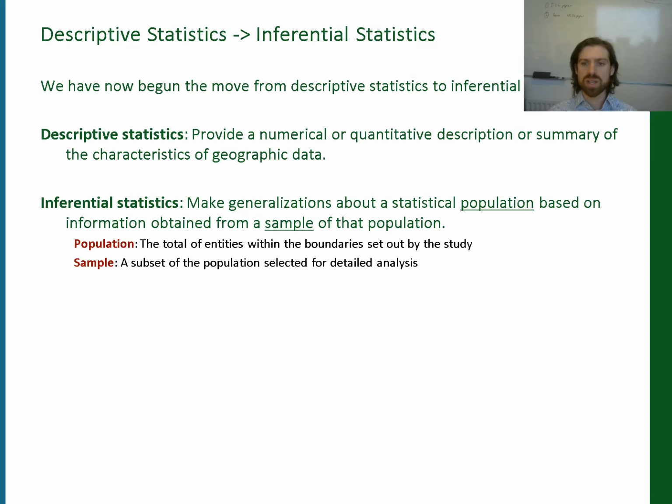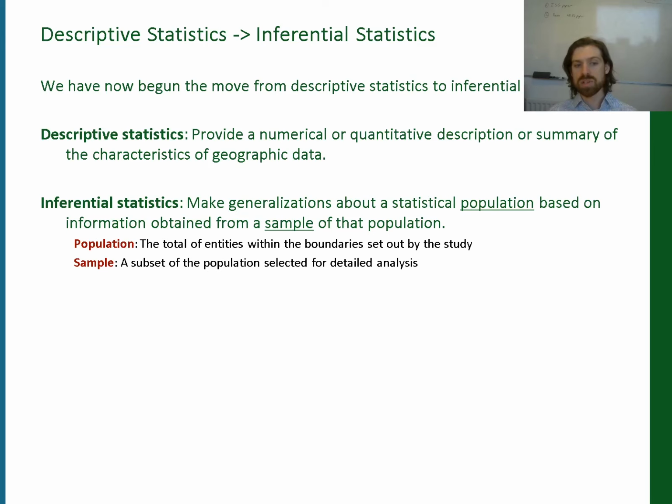So inferential statistics, what are they? Well, essentially, it's where we make generalizations about a statistical population based on information which we obtain from perhaps just a sample of that population. And just to recap, in terms of definitions, the population is essentially the total number of entities within a boundary which we set for a particular study. So if I tell you that we're going to sample all of the people or the premises within the city of Fairfax, then the population for that study area is going to be all of the people or the premises in the city of Fairfax.